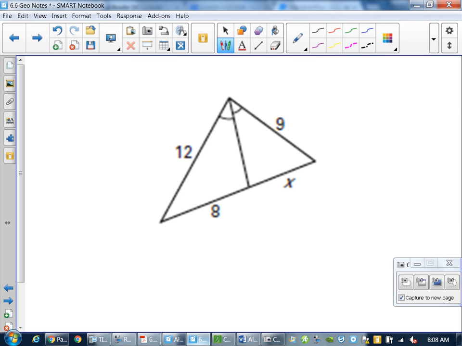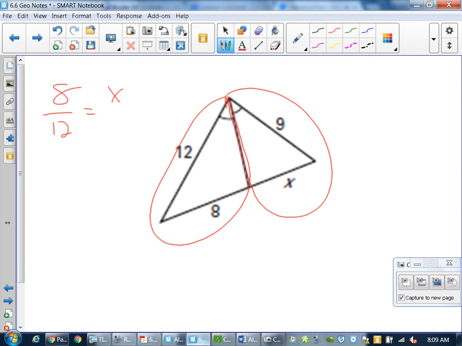Okay. So, which of the 3 shortcut ones will this one match up to be? The heart. It's going to be the heart, because you have an angle bisector. So, start your heart at the angle bisector, come out and around, come out and around. 8 over 12 is x over 9. Cross multiply out.